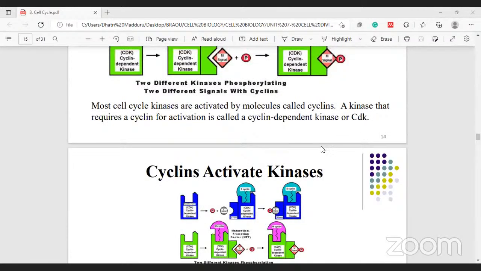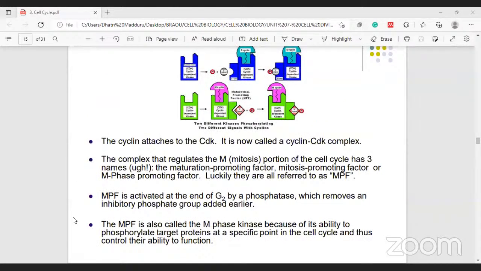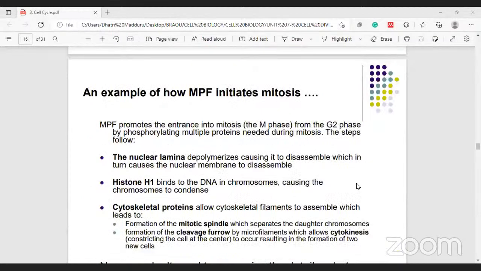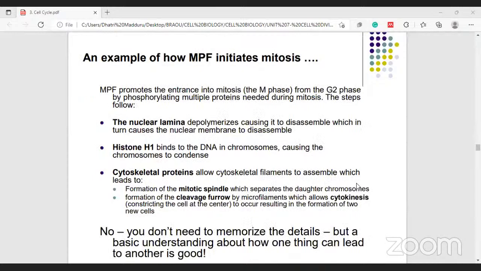So they will form a complex, the cyclin and CDK complex, which regulates the mitosis portion of the cell cycle. It is the M phase promoting factor, therefore it is called MPF. So during mitosis, like DNA replication or cell division, these cyclins will check at every stage whether the DNA replication is properly done or not. If it is not done, then it will stop the cell cycle there. It will repair the DNA and again it will continue. If at the end the cell is not properly divided, it can signal for apoptosis, or programmed cell death.